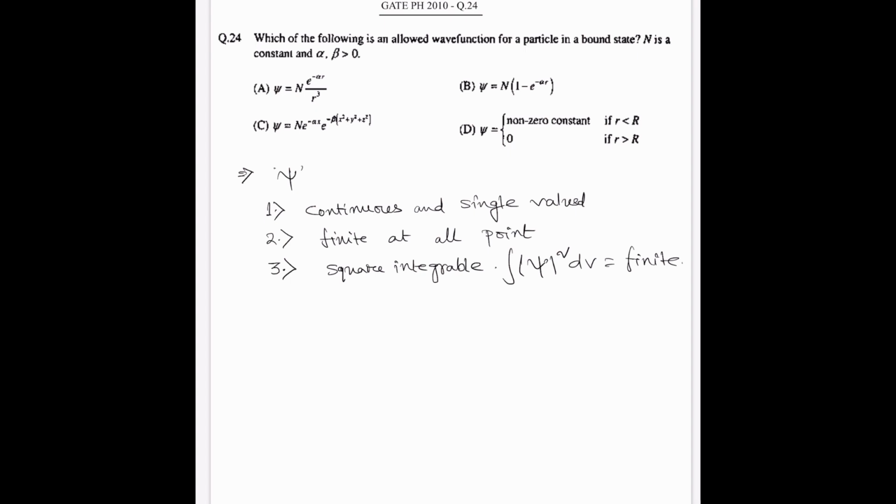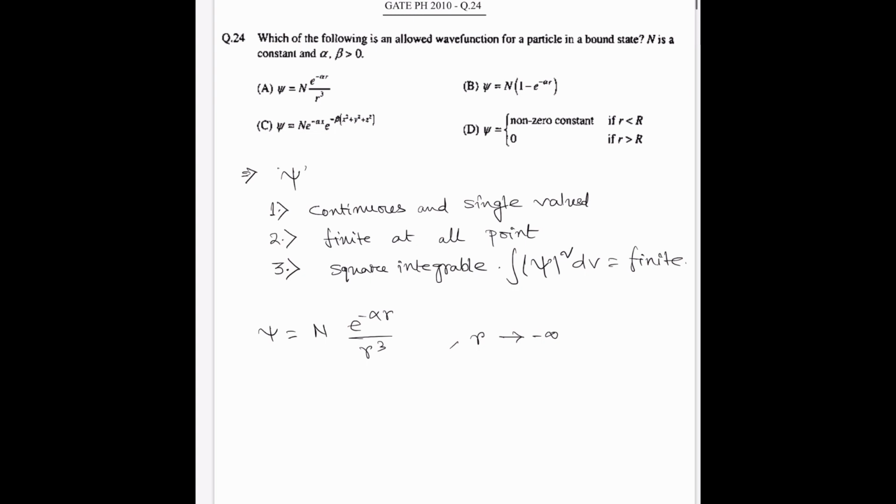For option A, we get psi equal to N exponential minus alpha r divided by r cube. So as you can see, if r goes to minus infinity, then this function will diverge. But as we know that psi should be finite at all points, this property is not satisfied for option A. So option A is not correct, and we can rule out this option.